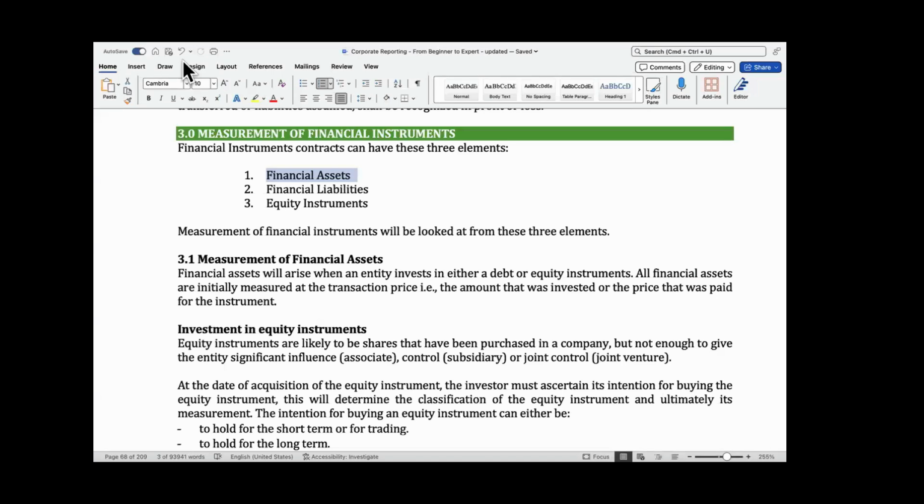And I told you that before you can classify at amortized cost, the business model must be that you solely want to collect interest and principal. If you want to classify at fair value through OCI, the business model must be that you collect interest and principal, and you also have the intention of selling if the opportunity arises.